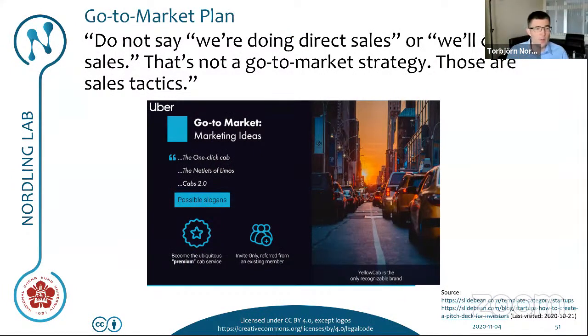So the go-to-market plan is actually describing your journey towards the mass market. You start with a beachhead vertical, where you should aim to become the dominating player, and then how you grow this market. While a sales strategy has more to do with the value proposition and how you are going to sell your product.